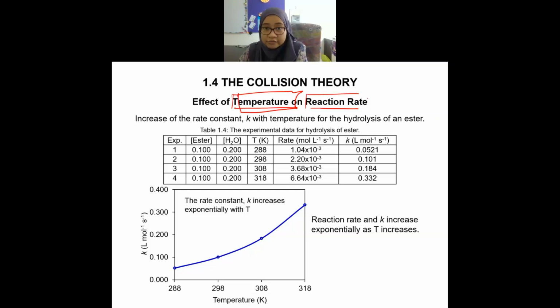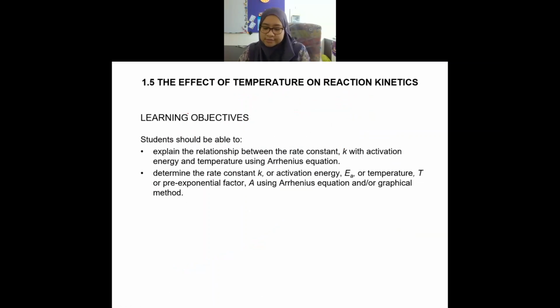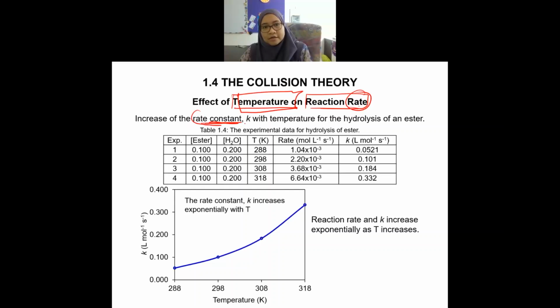Temperature and reaction rate. So we know that when temperature increases, the rate increases. Right? Temperature increases, rate increases. But now, how do we relate the rate and the rate constant? What is the relationship between rate and rate constant? What is the relationship between temperature, rate, and rate constant, guys?